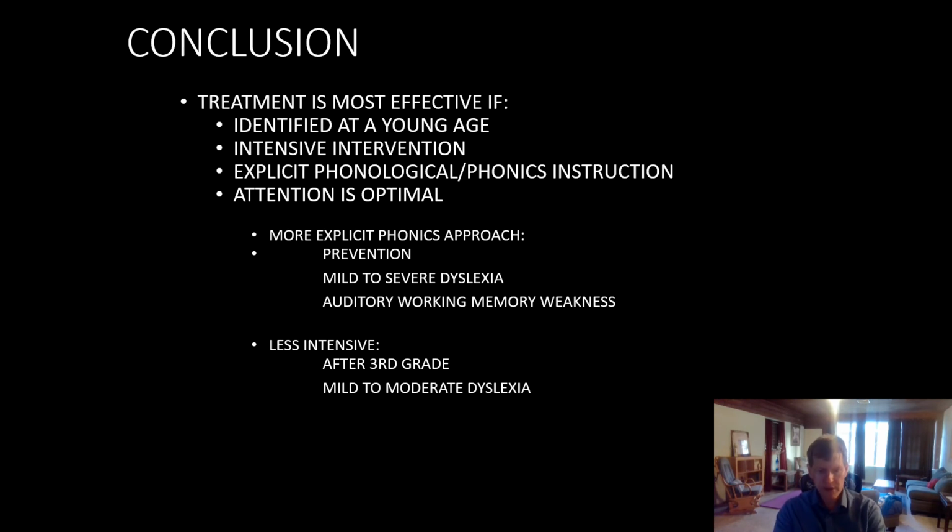Remember, key thing here for dyslexia, treatment is most effective if students are identified at a young age. There should be intensive intervention. There should be explicit phonological as well as phonics instruction. And ideally, you look for those signs that I was looking for, including difficulty with attention. If a student has mild to severe dyslexia, that student is in need of more explicit phonics instruction, and there may be weaknesses when it comes to auditory working memory.